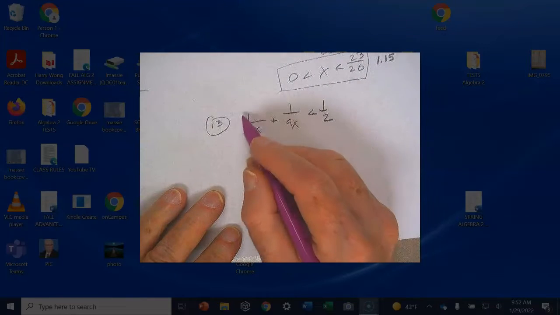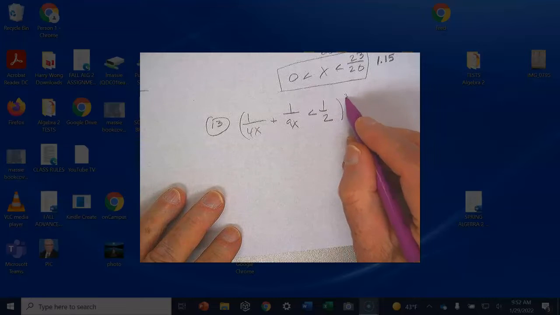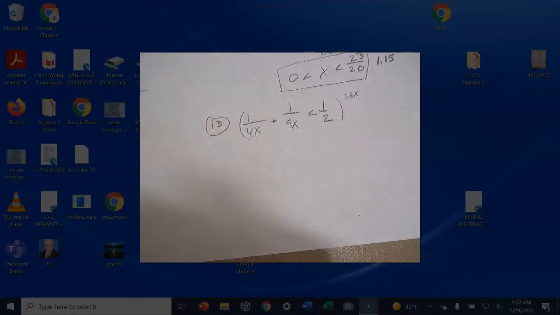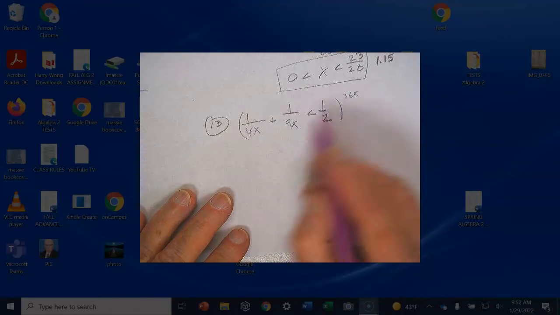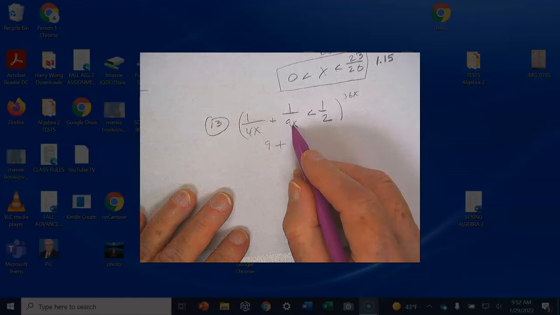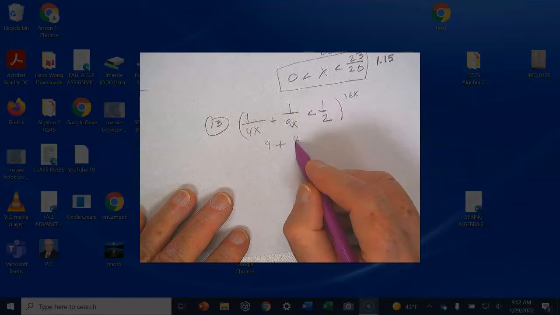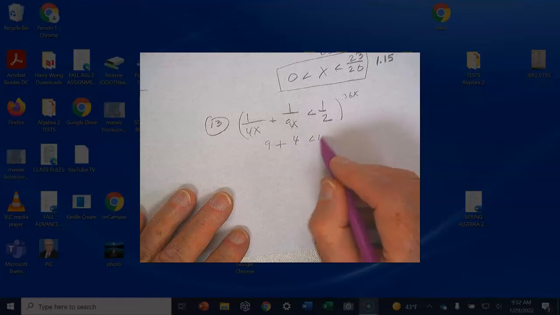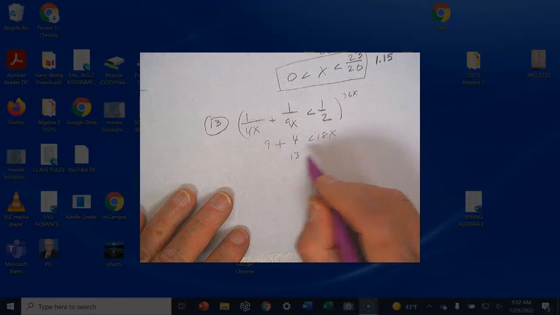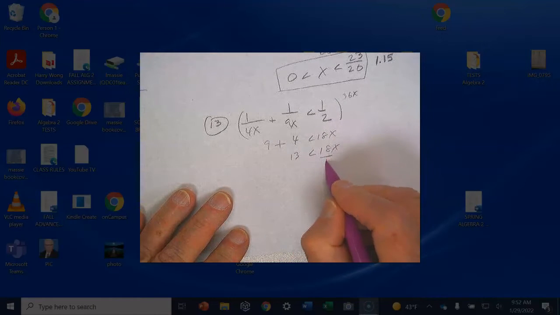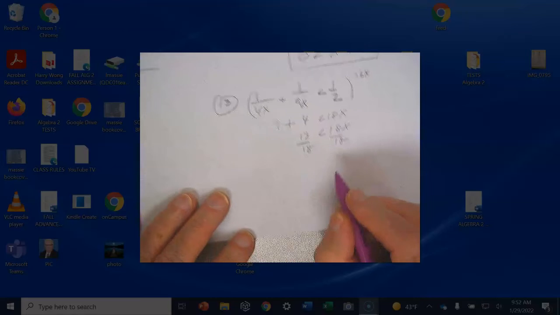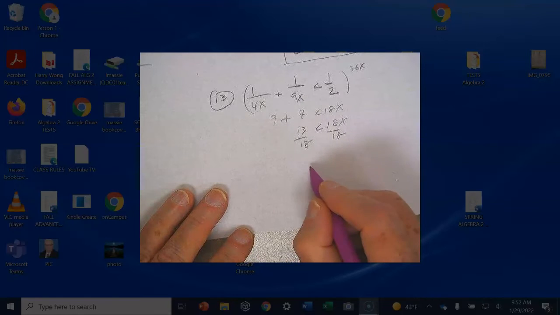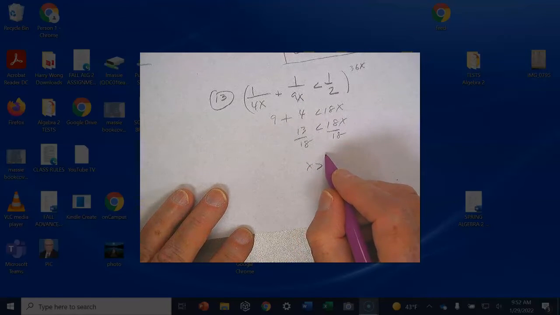Now 4 times 9 is 36. So I'm going to have to multiply through by 36x. 4x into 36x, 9. 9x into 36x, 4. Half of 36 is 18x. 13 is less than 18x divided by 18. And this would be, x has got to be bigger than this.